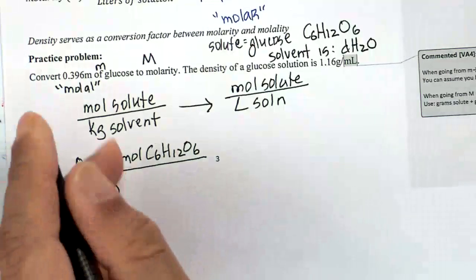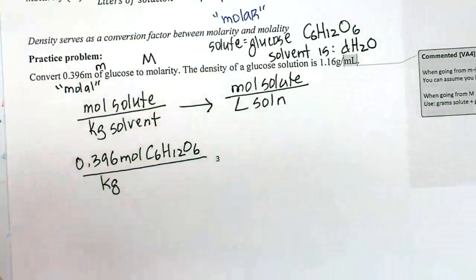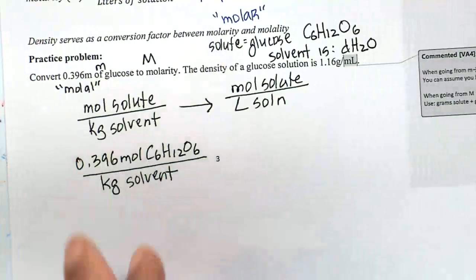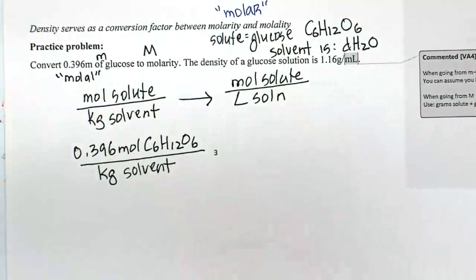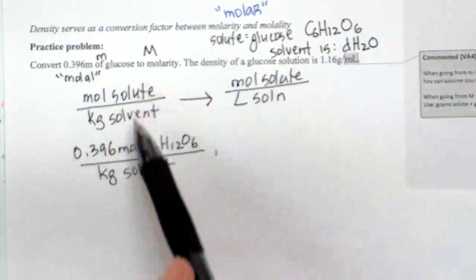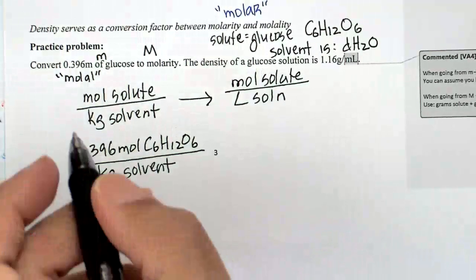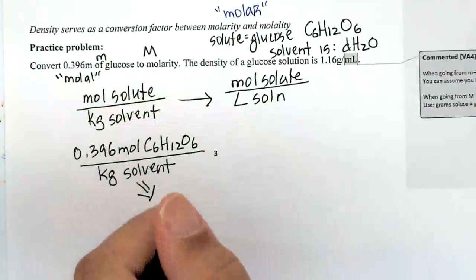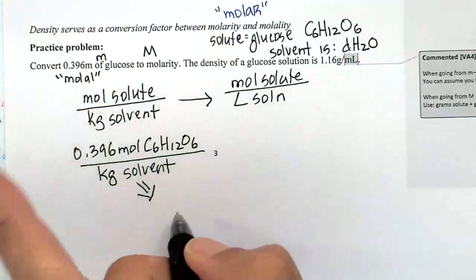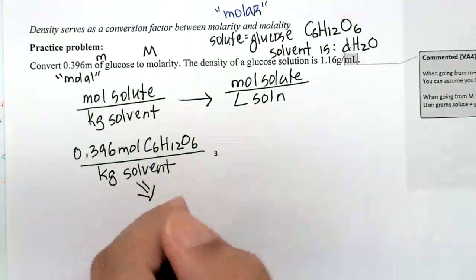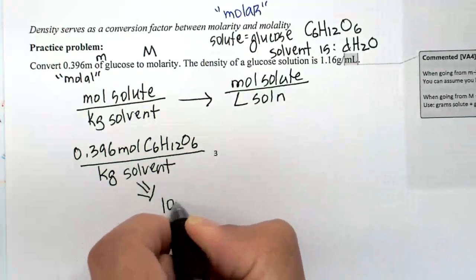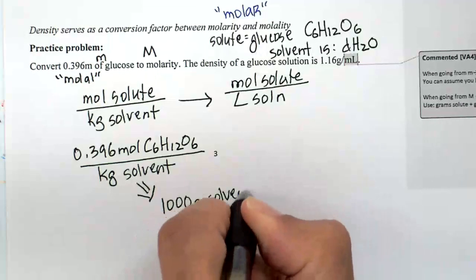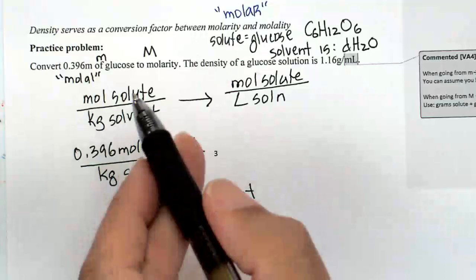C6H12O6, over a kilogram of solvent. We'll assume it's water. If they don't tell you, you can just assume it's water. That's the functional definition, moles over a kilogram of solvent, molal. Now, this kilogram of solvent is the same thing as 1,000 grams of solvent. Yes? 1 kilogram is how many grams? 1,000. Very good. So we have 1,000 grams of solvent.